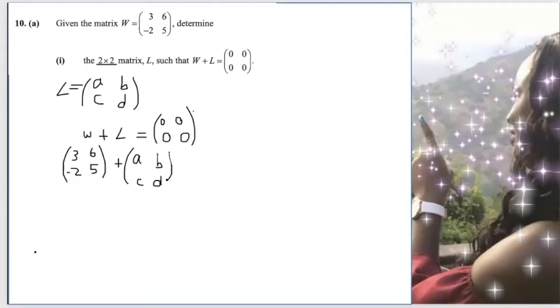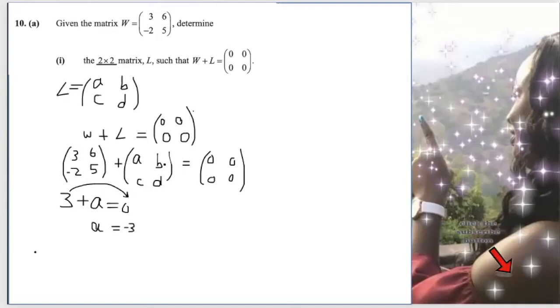Whatever the values, when I add matrix W plus matrix L, I will get 0, 0, 0, 0. That is what this equation is saying. So using this concept, I must get 0, 0, 0, 0. When you're adding two matrices, we add the corresponding positions. So we add 3 plus A, and whatever A is, it should give us 0. We can go ahead and solve this by carrying the 3 over the equal sign. So A is equal to negative 3.